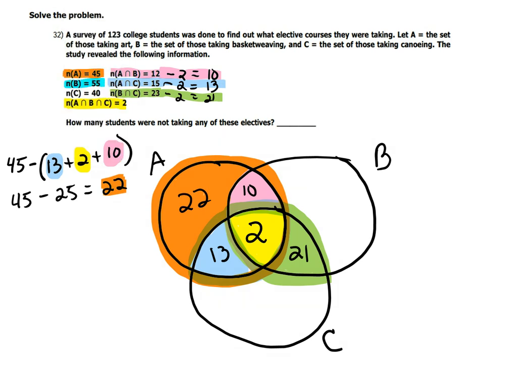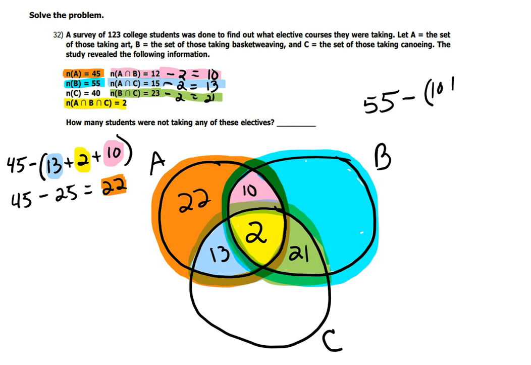The total number in circle B, and circle B is this circle here. There should be a total of 45. The region that I'm missing is this one here. So I have to take the 45 and subtract out the other 3 regions. So for B, not 45, 55, sorry. 55 minus whatever the 10 plus 2 plus 21 is.